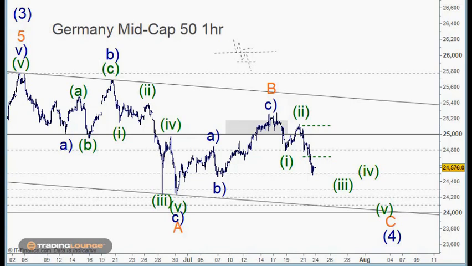Welcome to Trading Lounge and the Euro indices, and I'd like to start with the Germany Mid-Cap 50 here. As last week we left off on this and we used it as a bit of a catalyst for being long or short in the DAX. This particular count here that we have from wave 3 up here, we're looking at an A wave and a B wave and a C wave down for wave 4 here.